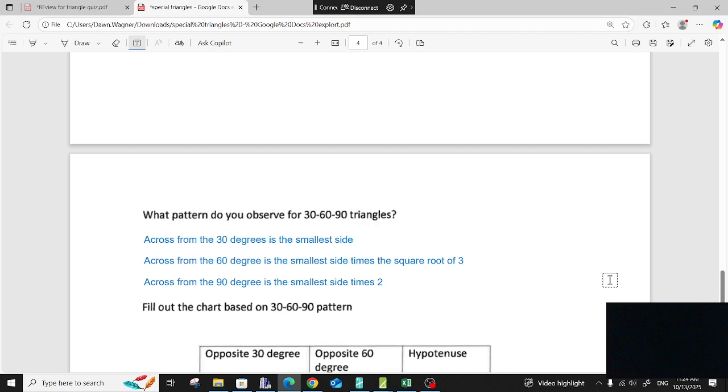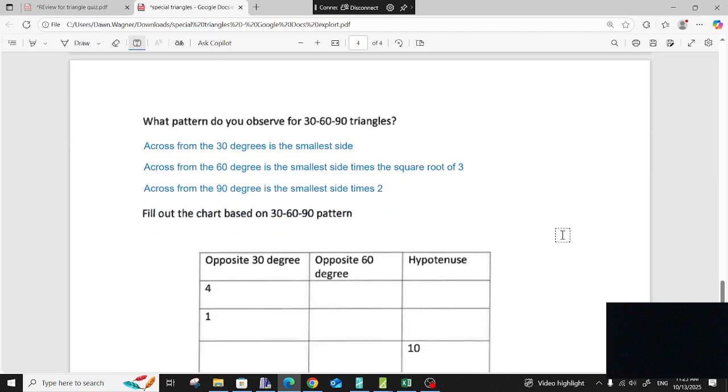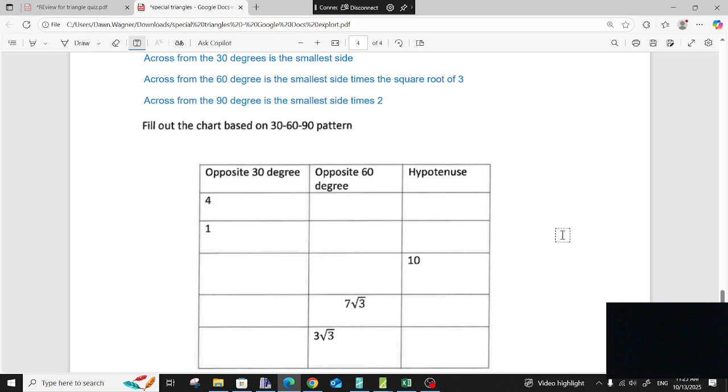And you will be able to use this sheet on your test. Okay, so let's look at this box right here. If I know the opposite of the 30-degree angle is 4, what's going to be opposite the 60-degree angle? And then what will the hypotenuse be? 8. Because you just take 4, multiply by square root of 3, so 4 square root of 3, and then you take 4 and you multiply by 2 to get 8.